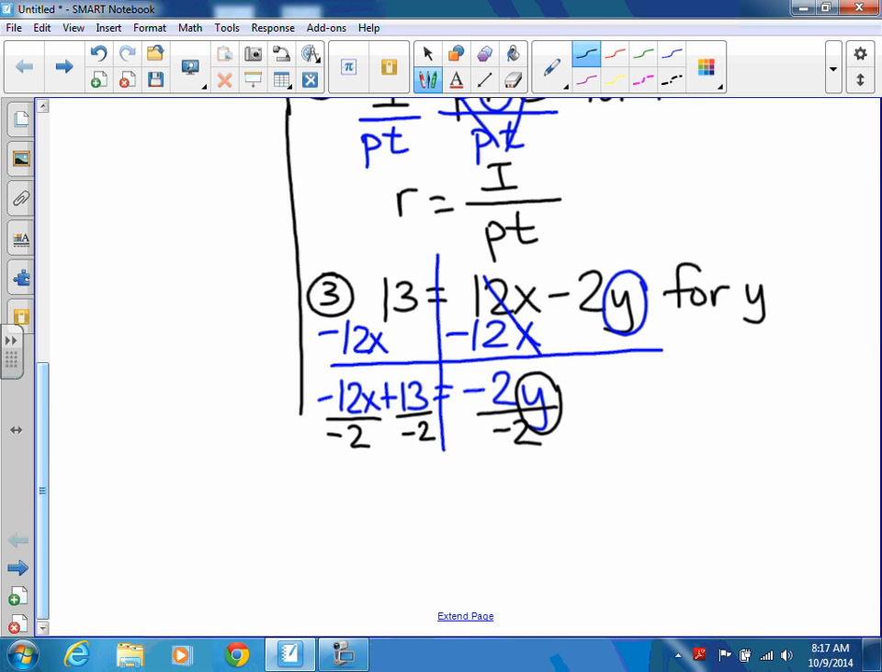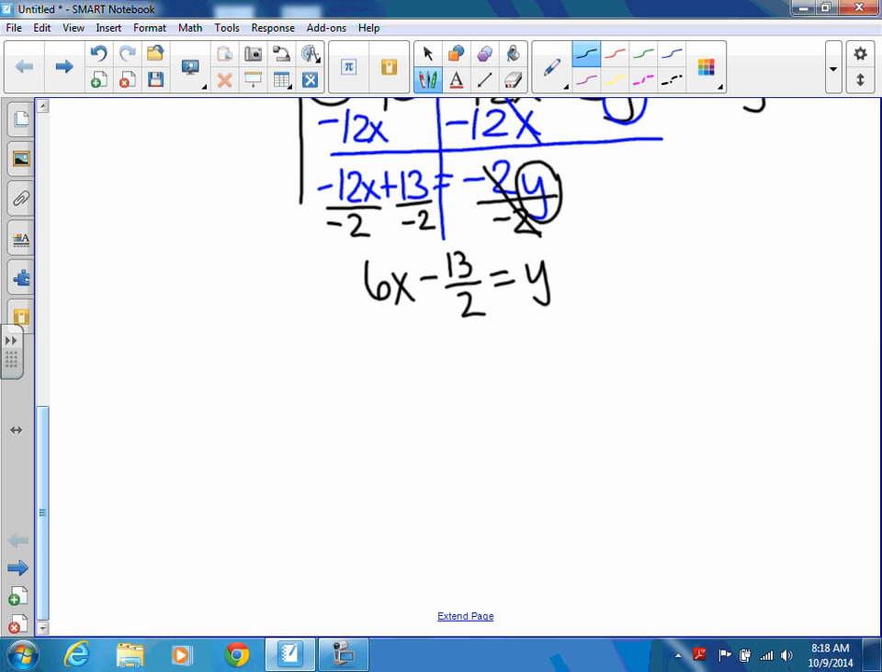If you don't take them individually, it does affect your final answer because you won't simplify the way you need to. So now we come over here and do some cleaning up because it's a little messy. Negative 12 divided by negative 2 is going to give you positive 6x. Positive 13 over negative 2 does not reduce, nor does it divide perfectly, so we leave this as negative 13 over 2, and all of that equals the letter y.